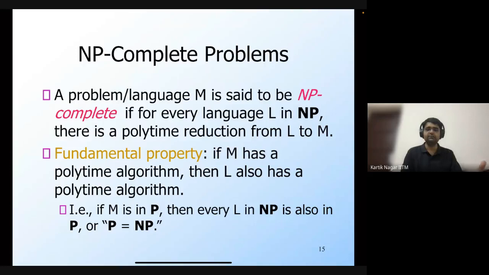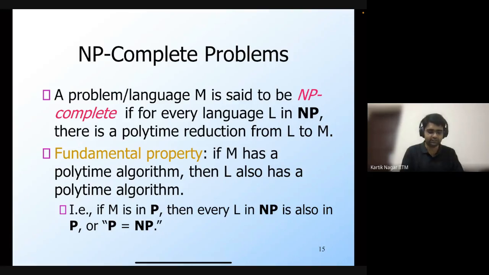So an NP complete problem becomes like the representative of the NP class, because this NP complete problem is at least as hard as every problem in NP, and if you can find a solution to M, then you have found a solution to any problem in the class NP. So if M has a polytime algorithm, then L will also have a polytime algorithm. And obviously, this means that if we can show that M, the NP complete problem, is in P, then every language in NP is also in P, and that would solve the P equal to NP problem.